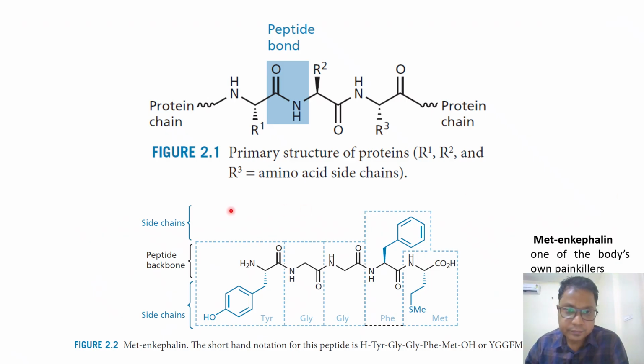You can see here, this is the peptide bond. This is met-enkephalin. It's a natural painkiller available within our human body. This is the overall structure. We can see that tyrosine is attached to glycine, and then again glycine, phenylalanine, and methionine. This is how this protein moiety, a peptide drug molecule, is formed. This arrangement, tyrosine, glycine, glycine, phenylalanine, methionine, is the primary structure of the protein.